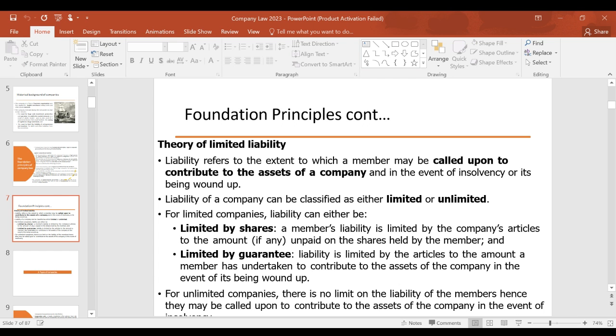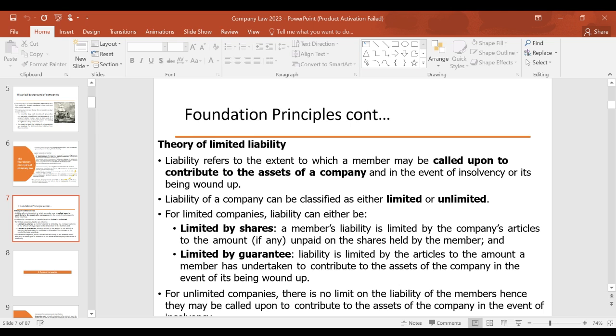So if a member has contributed their capital towards a company, in the event that a company is being wound up, their assets will be shielded from any debts that a company has accrued only to the extent of their capital contribution. So if anything goes beyond their capital contribution, then they will be limited, unless a company is an unlimited company. So a limited company can be in two major folds, either limited by shares or limited by guarantee.